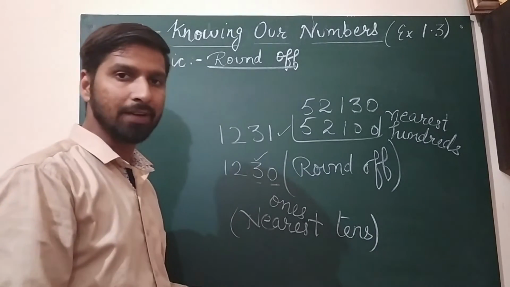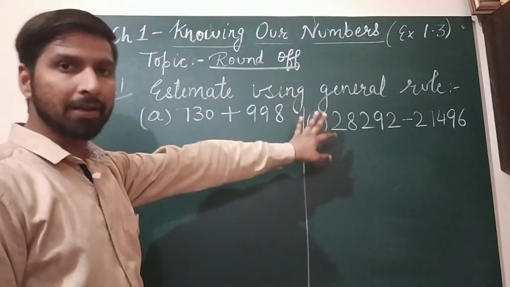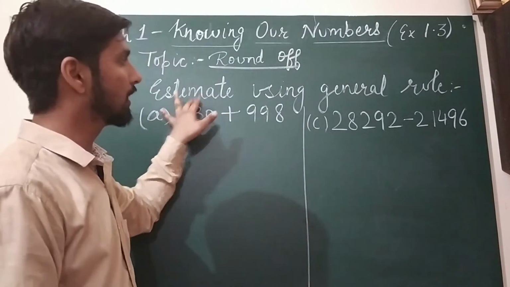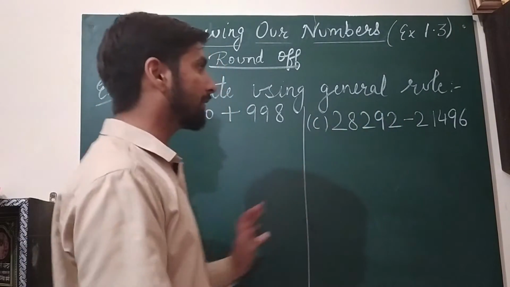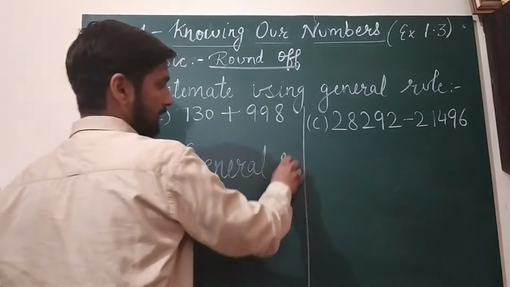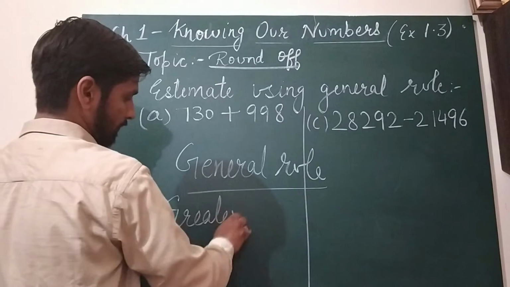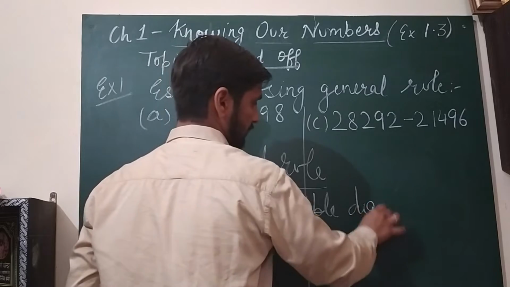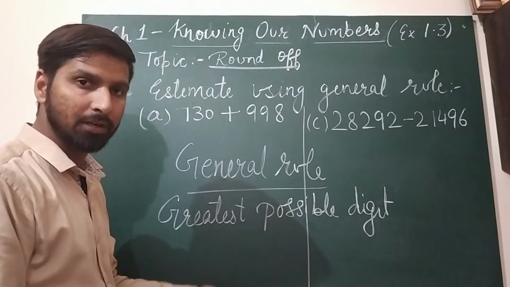Now moving to exercise 1.3, question number 1. I have written sum number 1. Estimate using general rule. First of all, it is important to know round off and estimate both are synonyms to each other. Now, before I move to the question, you must know what is general rule and how to estimate using general rule. General rule says that a number should be rounded off to its greatest possible digit. Whatever be the greatest possible digit, I have to round off a number to that.